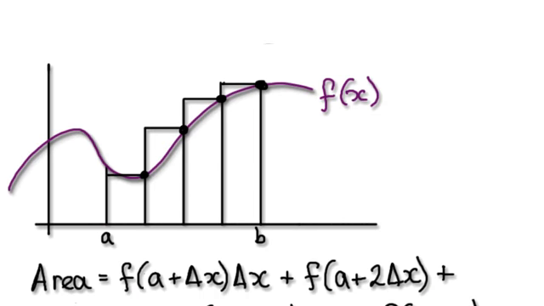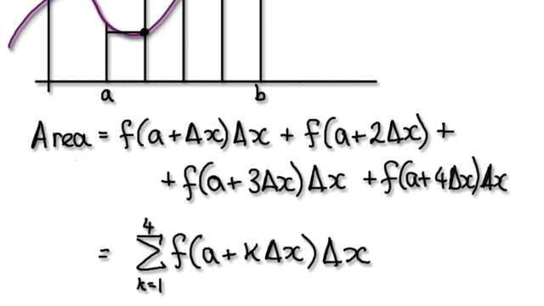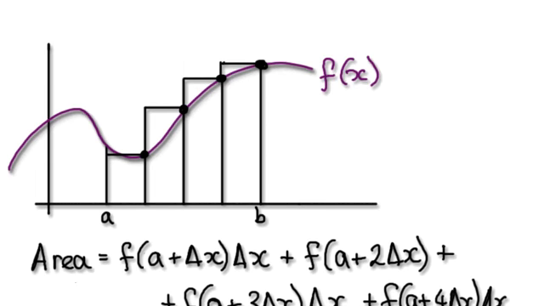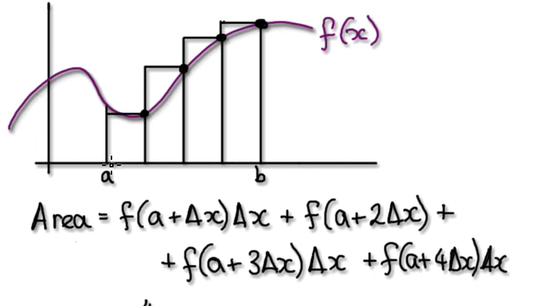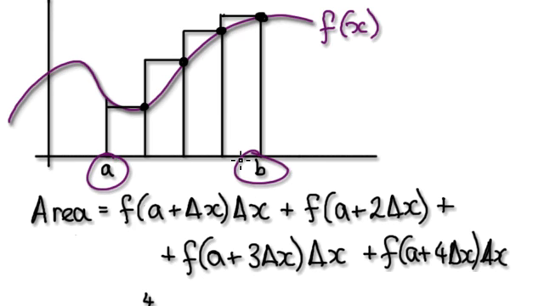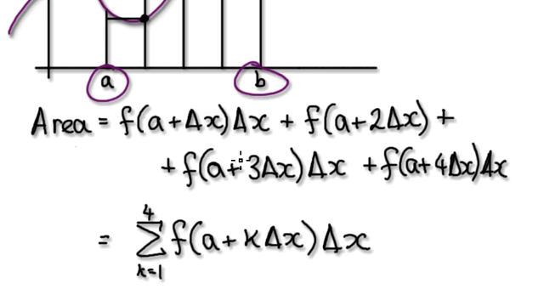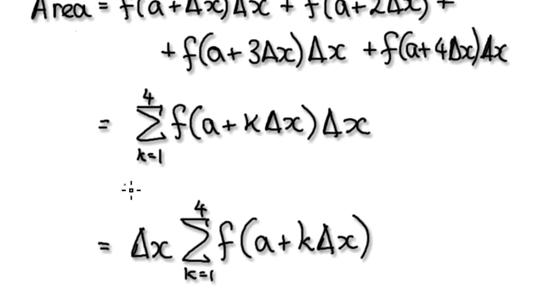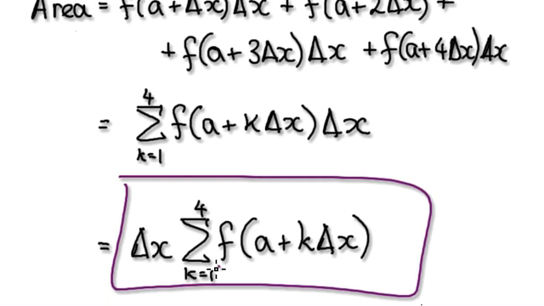Following on from the previous two videos, we got to this stage here where with four strips, the area underneath the graph between A and B is given by this. So with four strips, it would be from k equals 1 to 4.